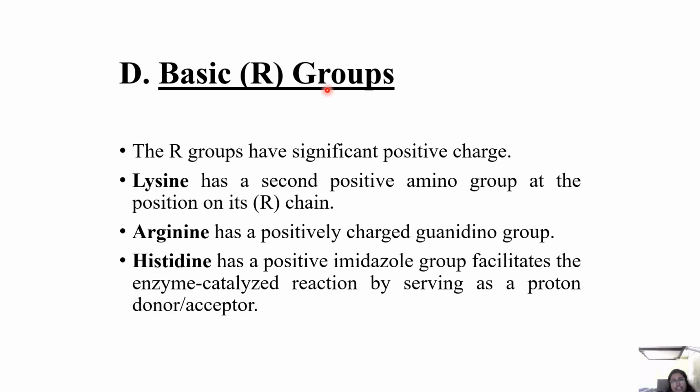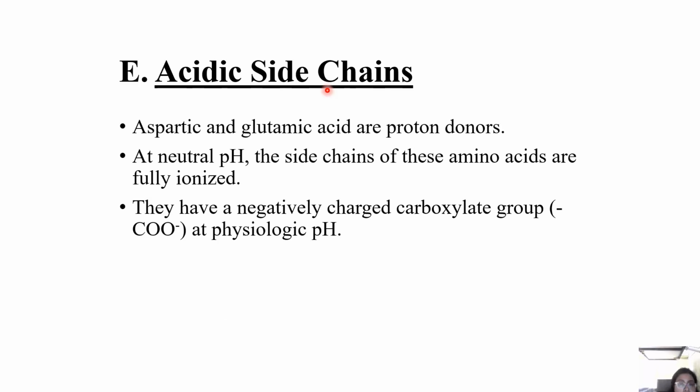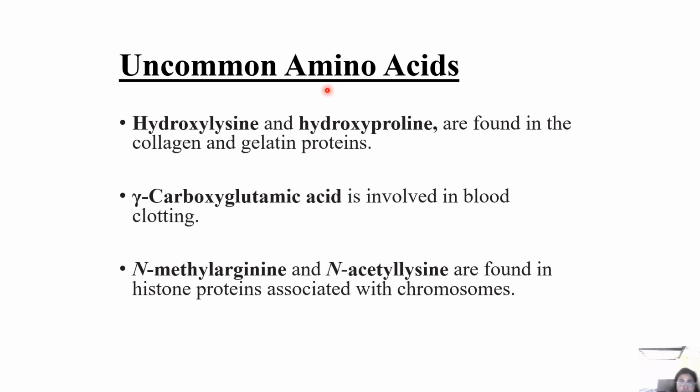In the basic amino acids, the R groups have a significant positive charge. Lysine has a second positive amino group on its R chain. Arginine has a positively charged guanidino group. Histidine has a positive imidazole group, facilitating enzyme-catalyzed reactions by serving as a proton donor or acceptor. Aspartic and glutamic acid are proton donors, and at neutral pH the side chains of these amino acids are fully ionized. They have a negatively charged carboxylate group at physiological pH.